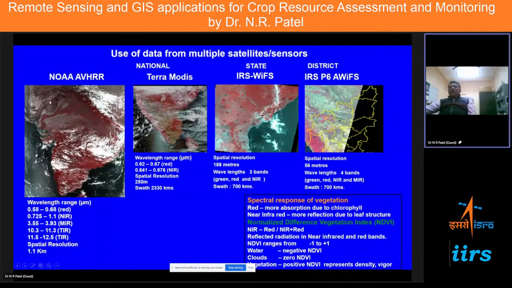There are data like NOAA, where a daily image is available. Terra MODIS you can also get daily, twice a day. Indian satellite, earlier it was WiFS, nowadays it is AWiFS. ResourceSat also has the AWiFS sensor, 56-meter resolution, every 5 days. So this AWiFS is mainly useful for the district level and state level. NOAA and Terra MODIS are being used, and from all these satellites, NDVI is computed and used on a weekly or fortnightly basis for monitoring agriculture drought, mainly the drought impacted vegetation condition.